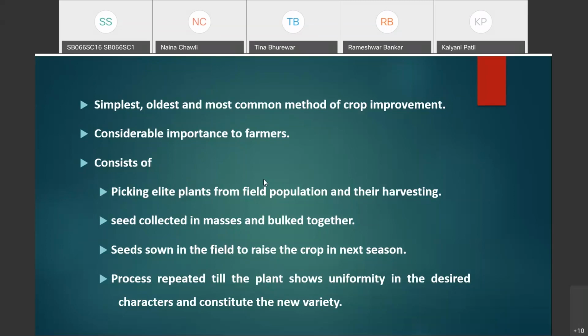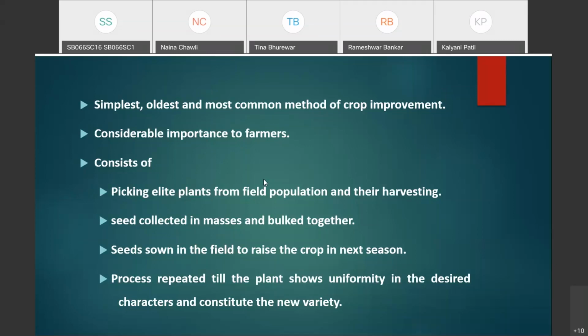Okay, mass selection is the simplest, oldest, and most common method of crop improvement. This method has considerable importance to the farmer who wishes to improve the crop but does not have any knowledge regarding the inheritance of characters. Farmers do not know how the characters are actually transferred from one generation to another generation.